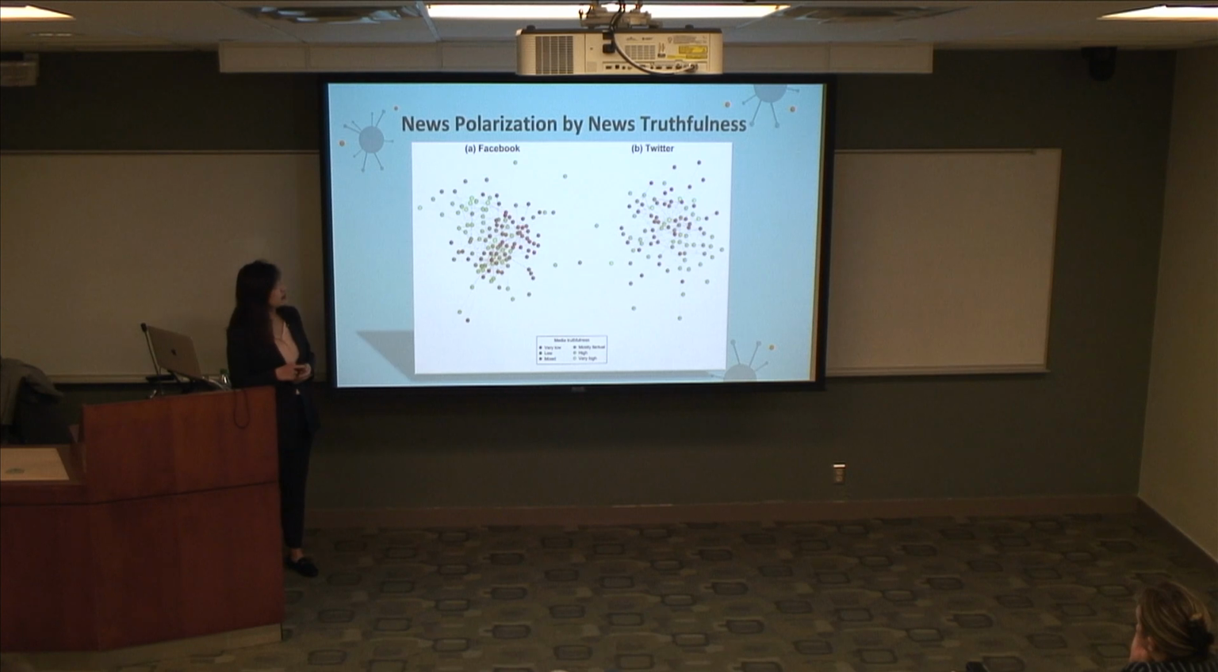Now, news truthfulness influences news polarization in a similar way. Here, the nodes also represent news media. The edges also represent text similarity, but the colors here represent news truthfulness. Green or greenish colors represent high news truthfulness, but red or reddish colors represent low news truthfulness. So we find similar patterns here. Nodes with similar colors tend to cluster together, or in other words, news media with similar levels of news truthfulness tend to generate similar news content.